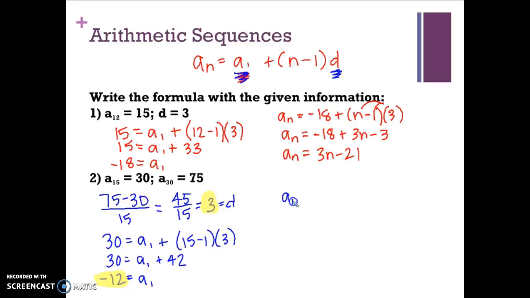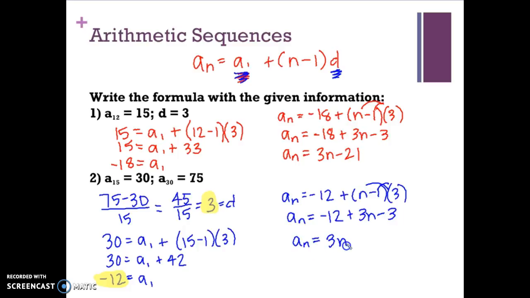So we've got a sub n equals negative 12 plus n minus 1 times my common difference, 3. So that's negative 12. Distribute my 3, so I get plus 3n minus 3. So then my equation, I put my 3 in first. Negative 12 minus 3 is negative 15.